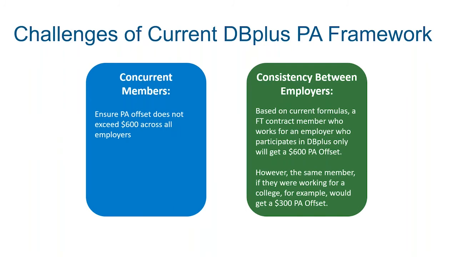The simplicity of this framework meant some challenges for different aspects of plan administration. One challenge that was encountered had to do with the application of the PA framework to concurrent members for purposes of the PA offset calculation, that is, members who participate at more than one CAT employer over a single year. Another challenge of the current framework has to do with consistency in the total PA between employers.